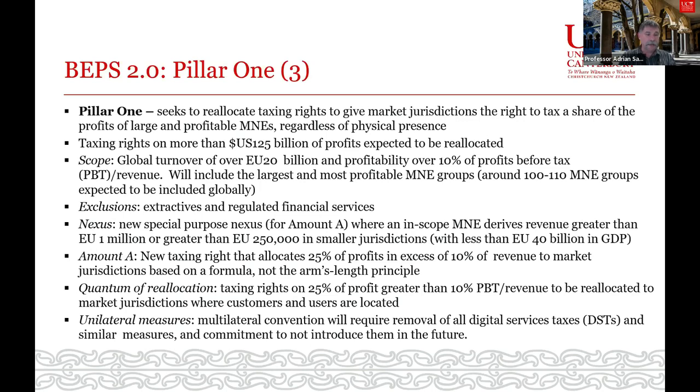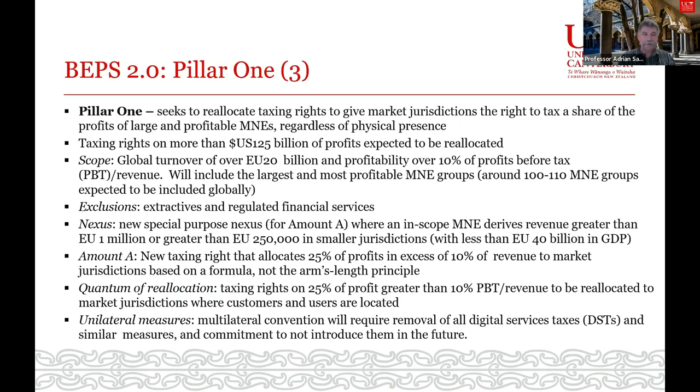The nexus or relationship here, the new special purpose nexus for determining amount A, is where an in-scope MNE, so that's the one that meets the criteria above, derives revenue greater than 1 million euros, or greater than 250,000 euros in smaller jurisdictions. That is where the jurisdiction has less than 40 billion euro GDP. So what this amount A is, it's a new taxing right that will allocate 25% of these excess profits to the market jurisdictions based on a formula, not the arm's length principle.